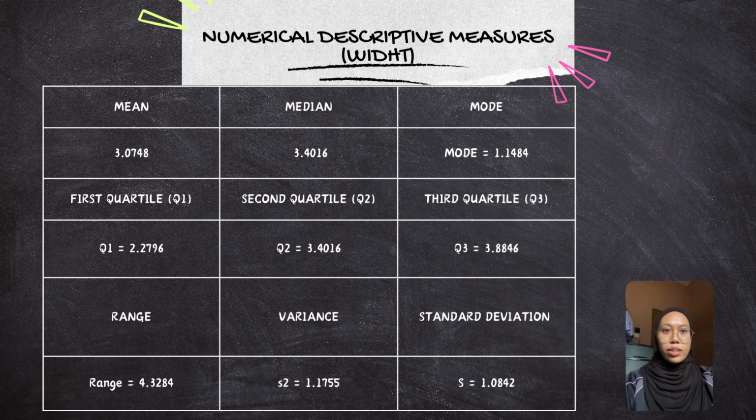Lastly, for the width, mean is 3.0748, median is 3.4016, mode is 1.1484, first quartile is 2.2796, second quartile is 3.4016, third quartile is 3.8846, range is 4.3284, variance is 1.1755. Lastly, standard deviation is 1.0842.